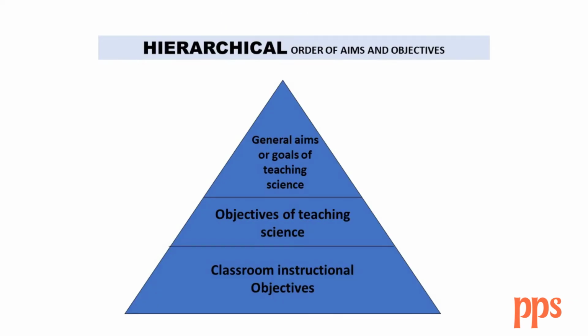Hierarchical order of aims and objectives: general aims or goals of teaching physical science, objectives of teaching physical science, and classroom instructional objectives.